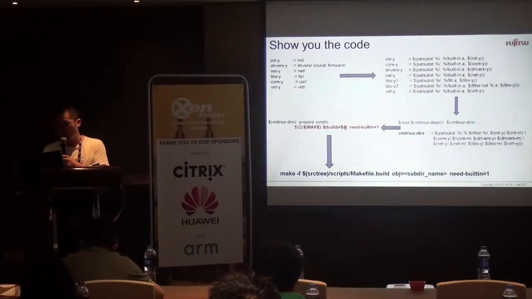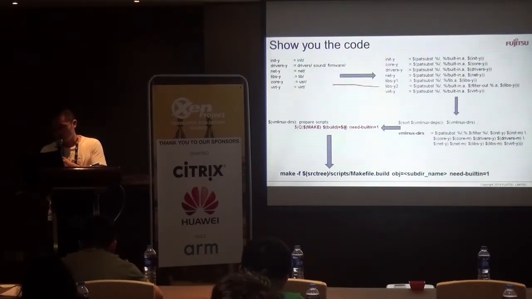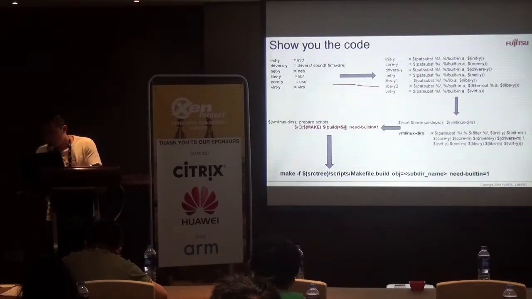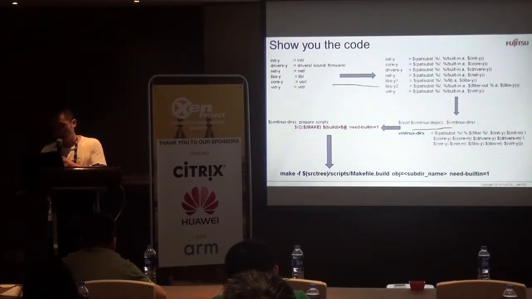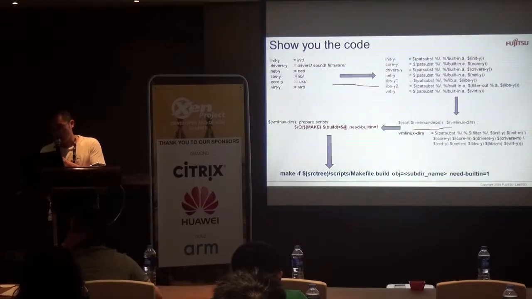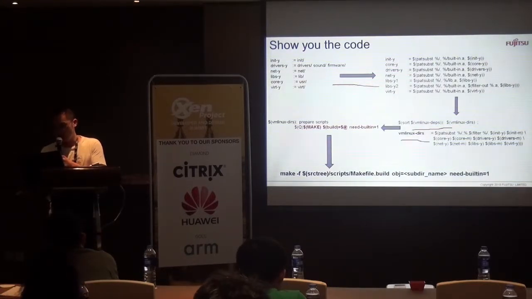The third level variables are processed and transformed to the corresponding built-in.a file. This is the transformation. Then a rule here sets up the dependency between vmlinux-deps and the vmlinux directories. This is your code next, right? And the variable vmlinux-dirs holds the directory part of each built-in.a.